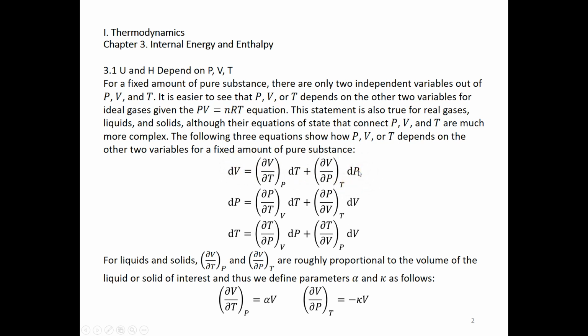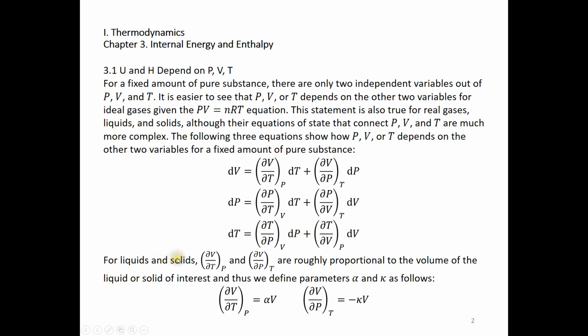When pressure is constant, dP is 0, so we simply have dV equal to (∂V/∂T) times dT. That makes sense. What if temperature is constant? When temperature is constant, dT is 0. So dV is equal to (∂V/∂P) times dP. It also makes sense. Similarly, we can express dP in terms of dT and dV. We can express dT in terms of dP and dV.